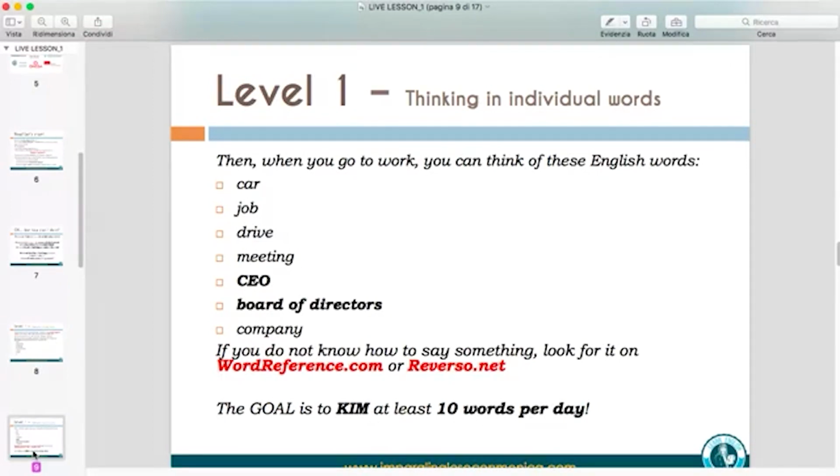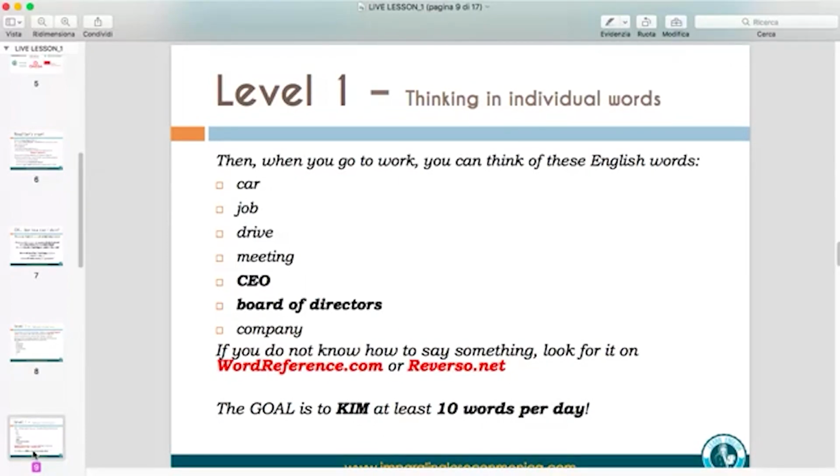Maybe the meeting could be with your CEO, that is your boss, or with the board of directors, or other managers of your company. So you take the occasion of every routine situation that you live to start thinking about how some actions or some objects or some things that are part of your life are called in English.